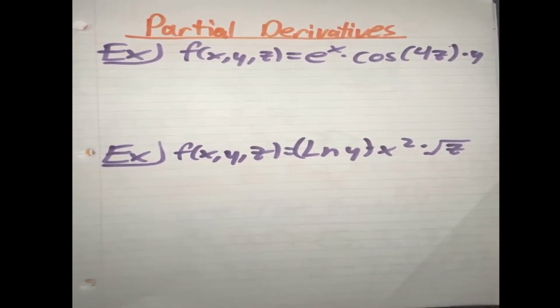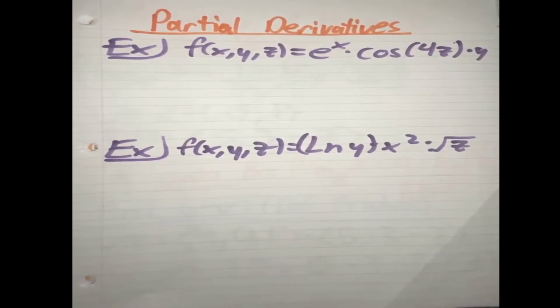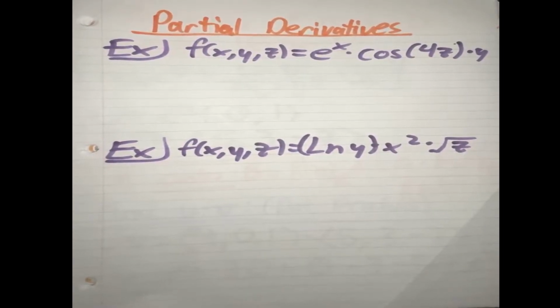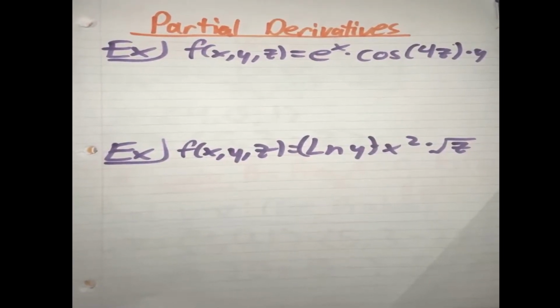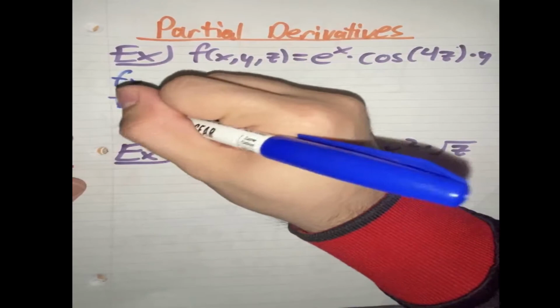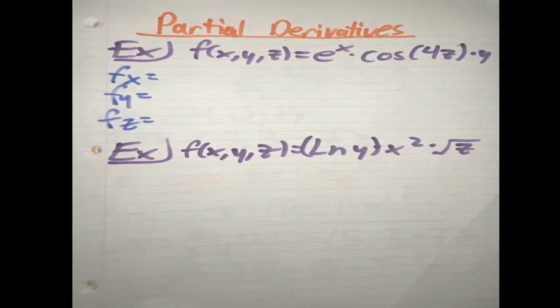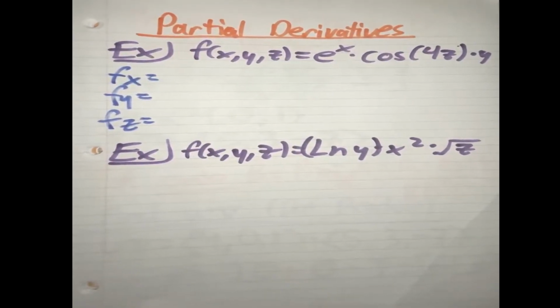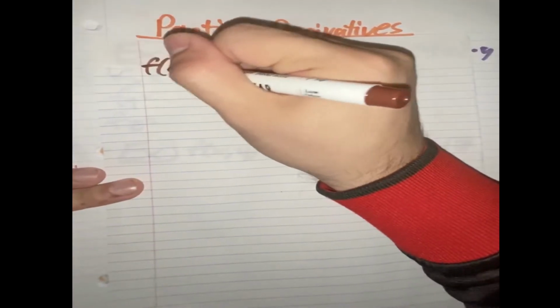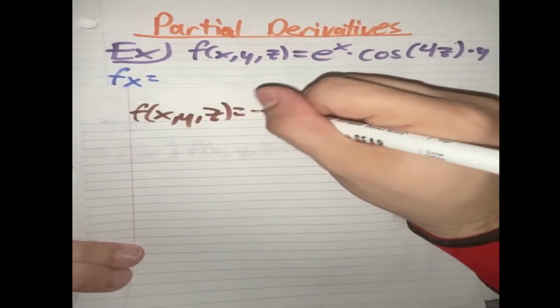Hello guys. So in this video, we're going to do partial derivative examples. A little bit more complex than the last video, but nonetheless still very easy. So we're going to take the partial with respect to x, partial with respect to y, partial with respect to z. But since this is a longer function, I'm going to just go ahead and do this on another sheet of paper.